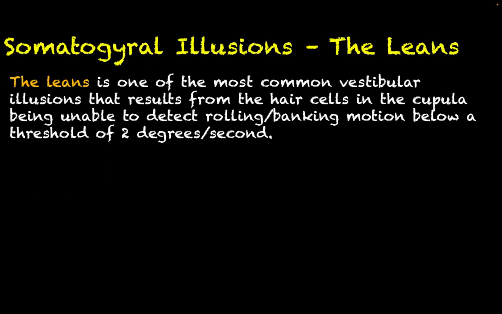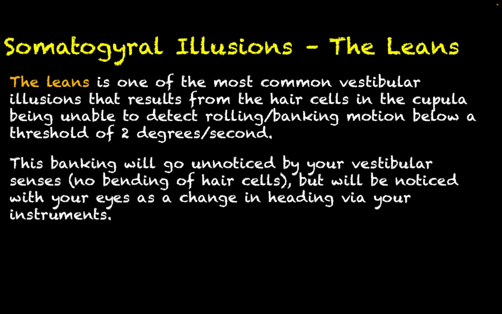Okay, so the first and probably most common and most famous somatogyral illusion we're going to talk about is called the leans. So the leans, like I say, is very common. This is a vestibular illusion that results from the hair cells in the cupula. So again, we're talking about the semicircular canals since we're talking about cupula, being unable to detect rolling or banking motion below a threshold of 2 degrees per second. So we're talking about a very, very, very subtle bank to the left or bank to the right. So this banking, because it falls below the threshold of what is necessary to actually bend or deflect those hair cells in the cupula, is going to go unnoticed by your vestibular senses.